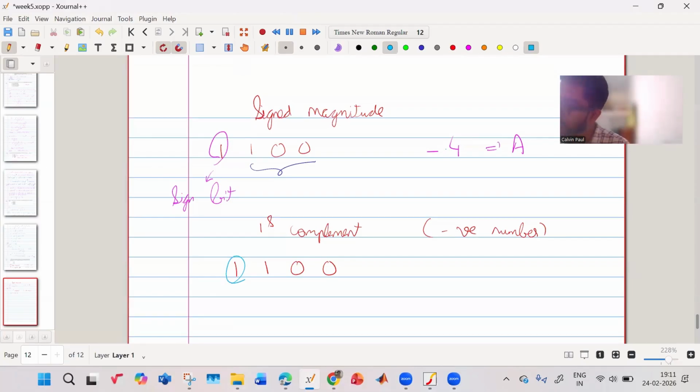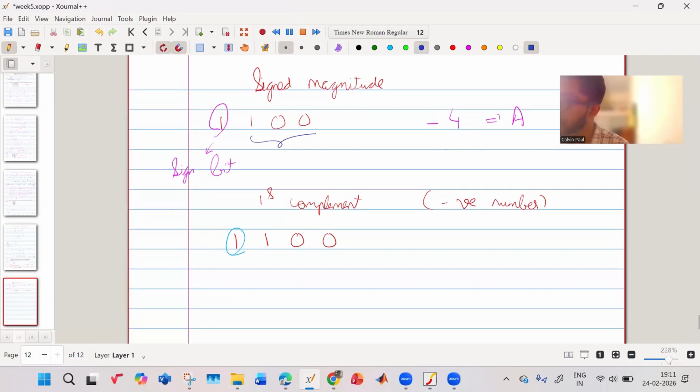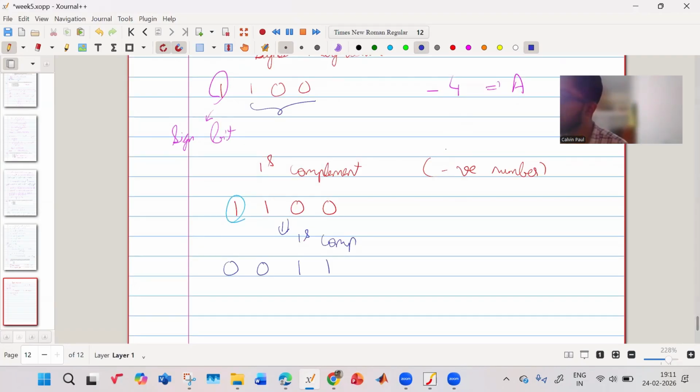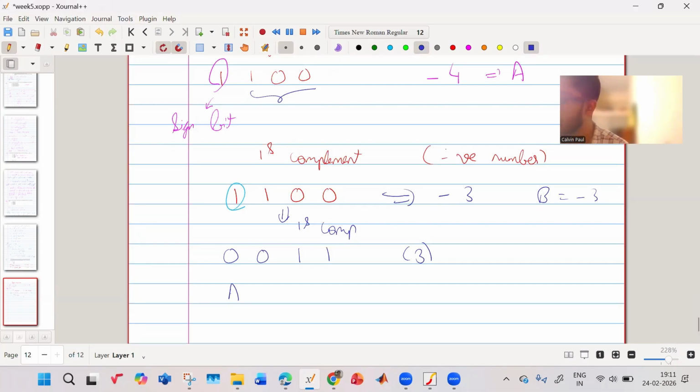So we want to find the value of it. We just have to take the ones complement. So we'll take the ones complement of this. That will become 0, 0, 1, 1, and this magnitude is 3. So that means this number 110 implies its value is minus 3. So your B is actually equal to minus 3. So your A is minus 4, B is minus 3. So let us write A is equal to minus 4, B is equal to minus 3.